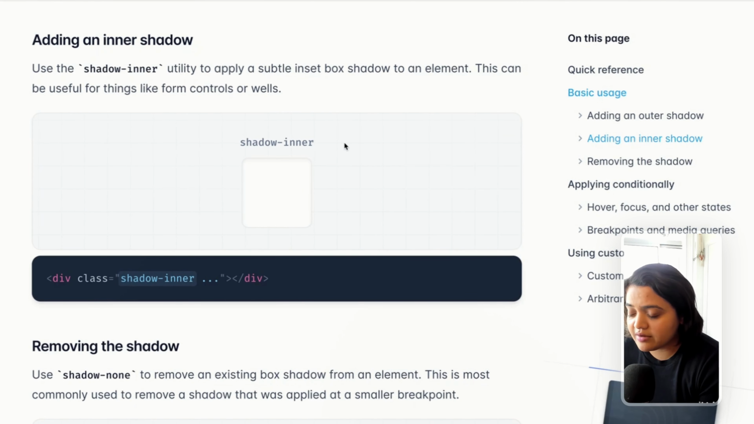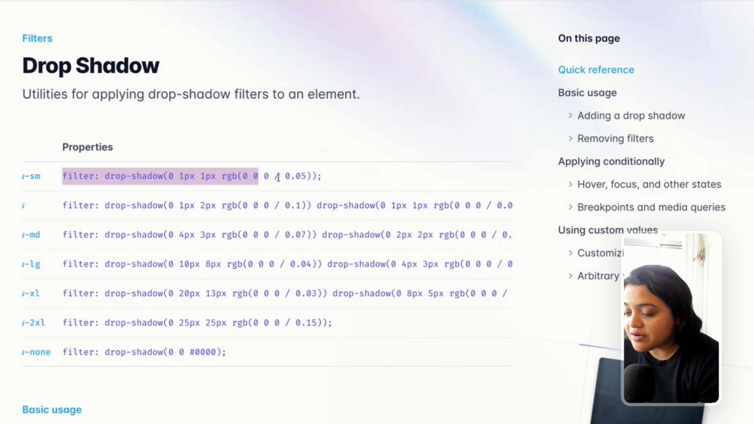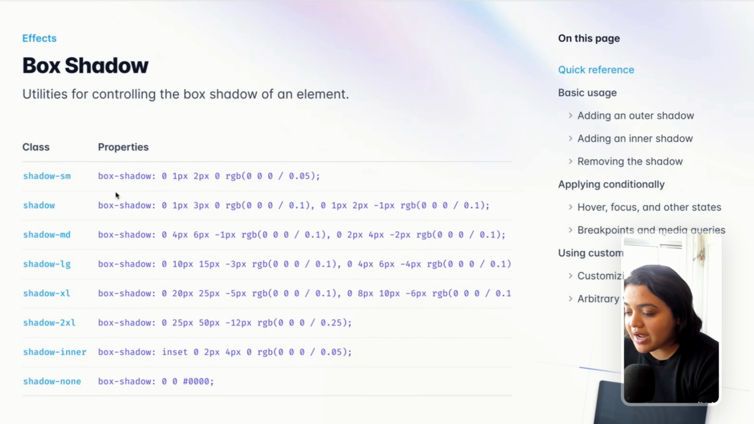Now, this is for box shadow, but if you want to add a drop shadow, then you could also do the same. So you can just say drop-shadow-md, drop-shadow-lg, and so on. This will in fact add a filter property of drop shadow, whereas the box shadow will add literally a box shadow property in CSS. So that's really good.